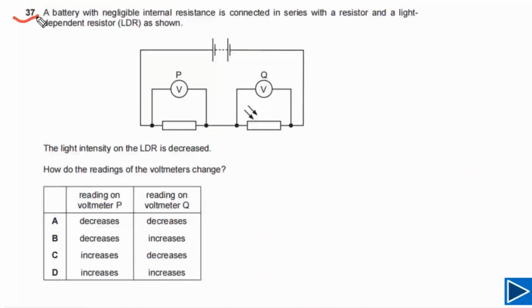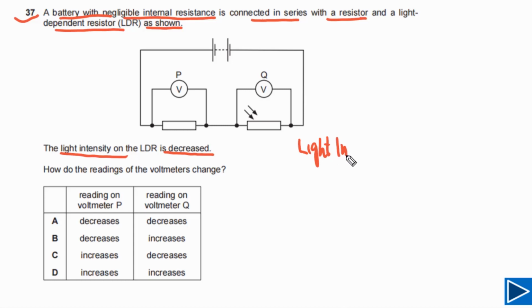For question number 37, it is given to us a battery with negligible internal resistance is connected in series with a resistor and a light dependent resistor, LDR, as shown in this figure. The light intensity on the LDR is decreased. So the first thing we need to understand: if the light intensity decreases, the resistance of the LDR, R LDR, will increase. So this is the first point we need to understand.